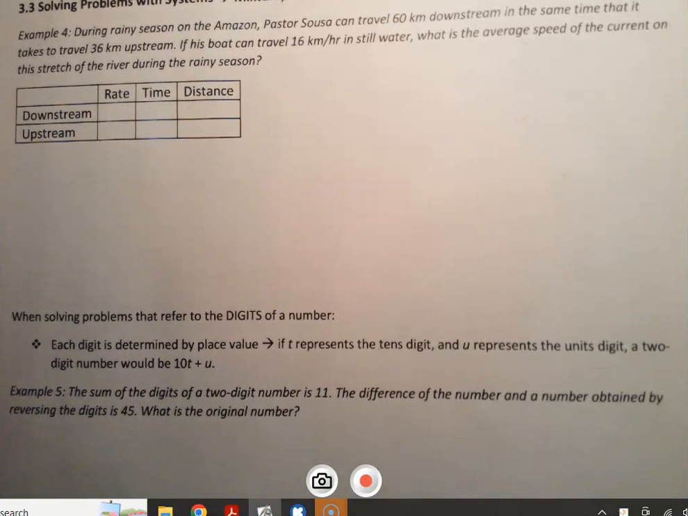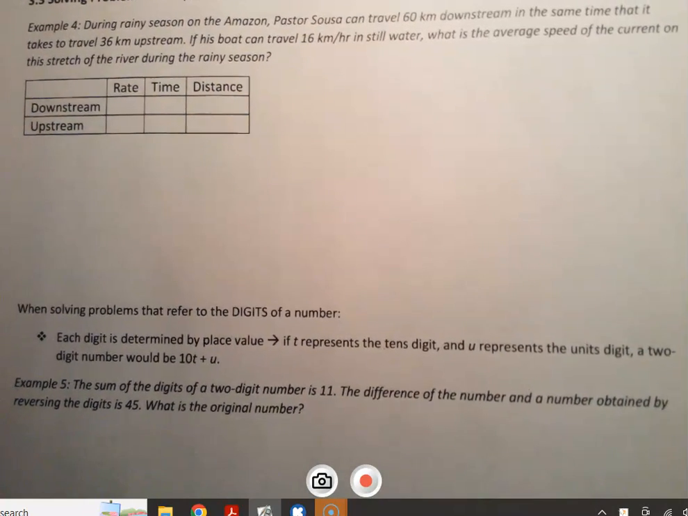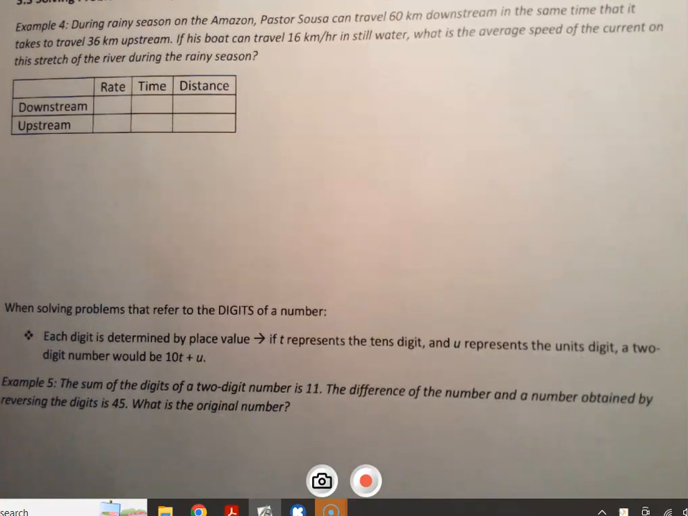All right, example 4. During the rainy season on the Amazon, Pastor Sosa can travel 60 kilometers downstream in the same time that it takes to travel 36 kilometers upstream. If his boat can travel 16 kilometers per hour in still water, what's the average speed of the current on this stretch of the river during the rainy season? Okay, this one's a little tougher to look at.